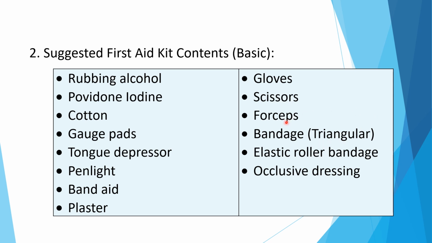Suggested first aid kit contents: we have your rubbing alcohol, povidone iodine, so we have your betadine, and then cotton gauze pads, tongue depressor, pen light in case you need to use it if there is no adequate light, and band-aid, at least for aesthetic reasons. For example, when there is a wound, it should not be visible, so that's why you apply a band-aid, and also to cover the wound area. Plaster, okay. Then we have your gloves, scissors, forceps, triangular bandage, elastic roller bandage, and occlusive dressing. Okay, your gauze pad and all.